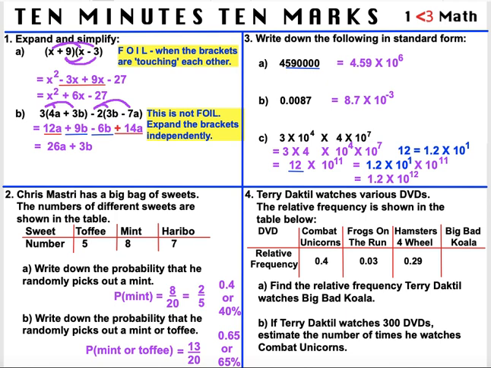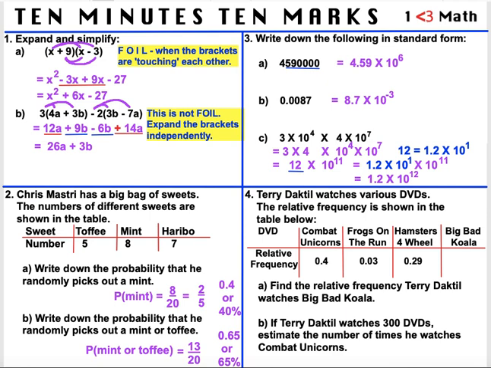Now, question 4, Pterodactyl watches various DVDs. The relative frequency, that's the probability, is shown in the table below. So we've got 4 DVDs. We've got Combat Unicorns, Frogs on the Run, Hamsters for Wheel, and Big Bad Koala. Now, the relative frequencies are as follows. Of Combat Unicorns, it's 0.4, Frogs on the Run is 0.03, Hamsters for Wheel is 0.29, and we don't have the relative frequency of Big Bad Koala. So find the relative frequency Pterodactyl watches Big Bad Koala.